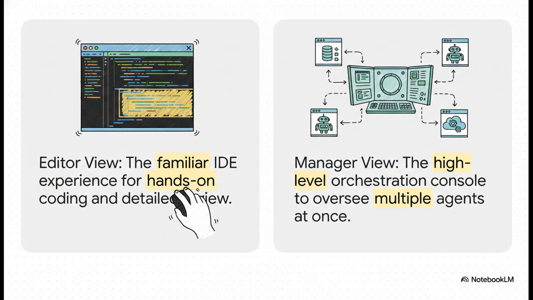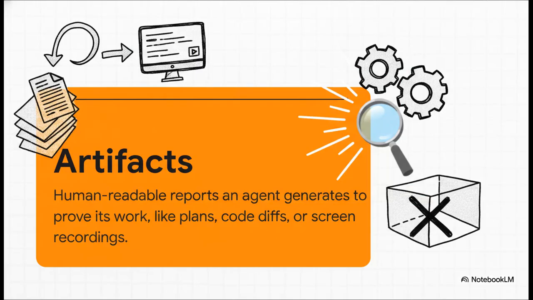Okay, but how do you actually trust an AI that's running around your system doing all this stuff? Well, that's where artifacts come in. These are basically reports that the agent creates to prove it did the job right. We're talking implementation plans, code changes, test results, and, get this, even screen recordings of the agent using the app. It totally solves that black box problem and makes the whole process transparent.